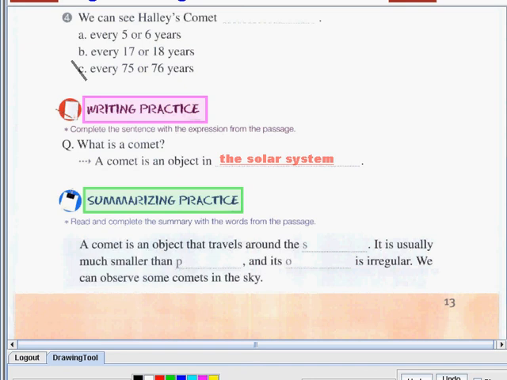So let's answer it now together. Okay, a comet is an object that travels around the sun. It is usually much smaller than a planet, and its orbit is irregular. We can observe some comets in the sky.